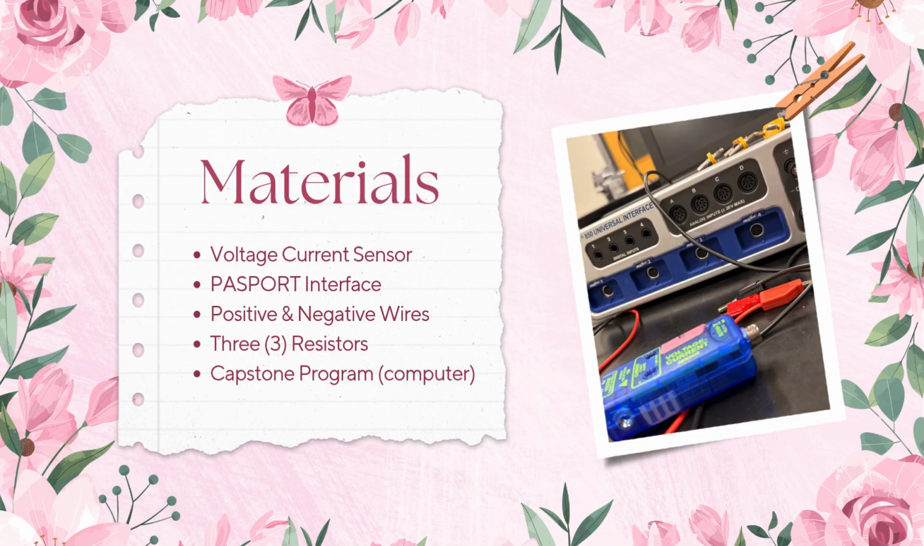For our materials, we used a voltage current sensor, a PASCO interface, positive and negative wires, three different types of resistors, and the Capstone program on the computer, as well as a calculator for calculations. These tools allowed us to measure the voltage and current precisely and calculate resistance using the slope of the line on our voltage versus current graphs.